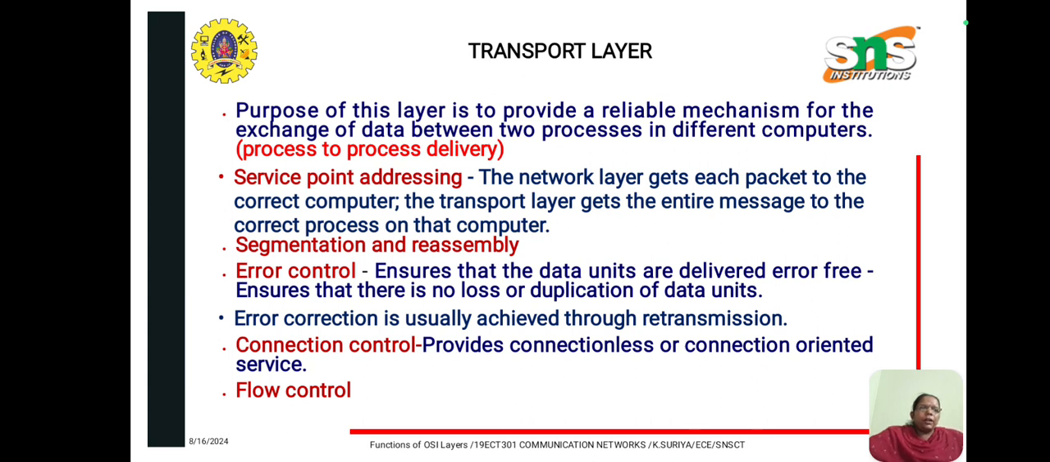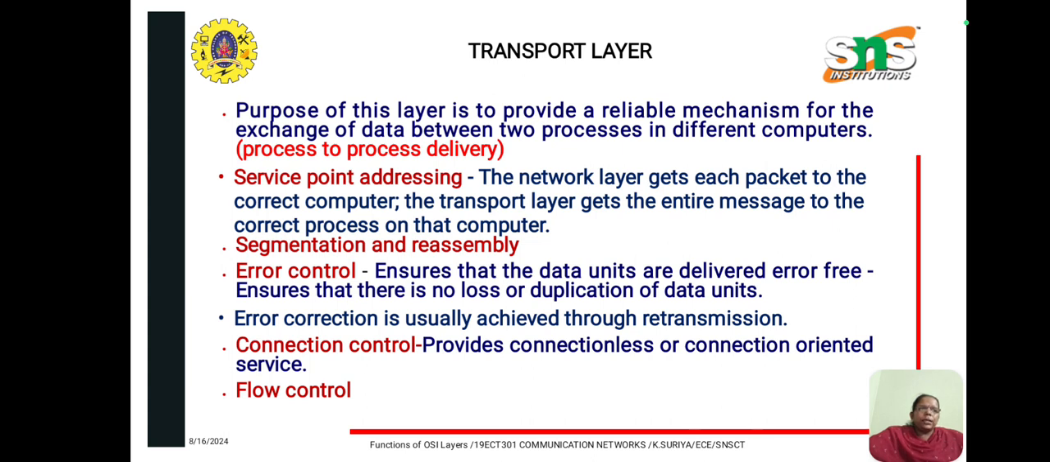Some of the important functions of transport layer are service point addressing. Computers often run several programs at the same time. For this reason, source-to-destination delivery means delivery not only from one computer to the next, but also from a specific process on one computer to a specific process on the other. The transport layer header must therefore include a type of address called the service point address. The network layer gets each packet to the correct computer. The transport layer gets the entire message to the correct process on that computer.